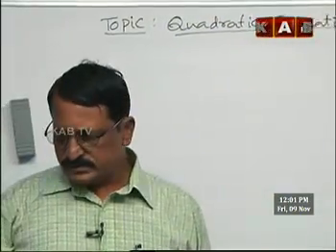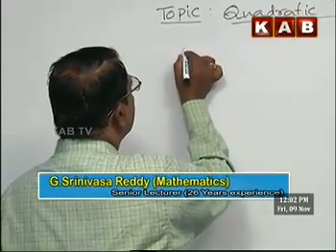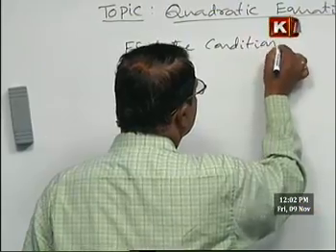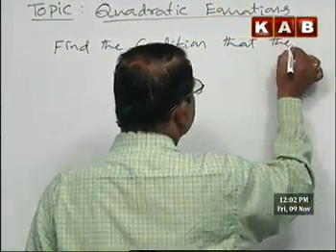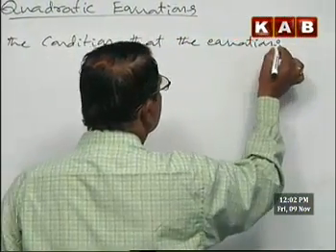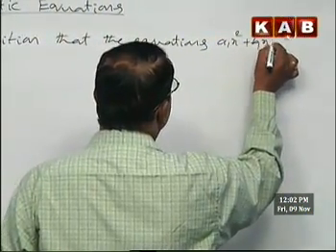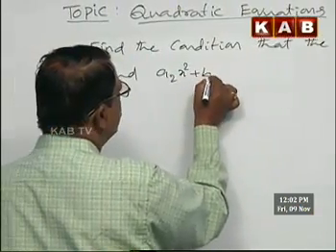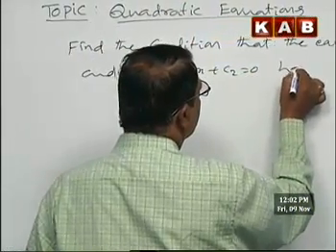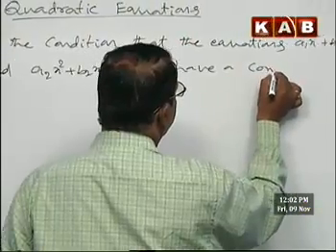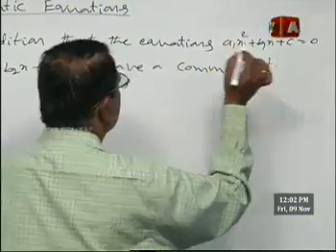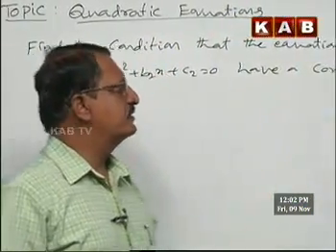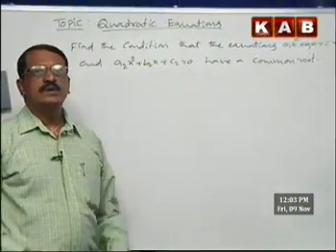Now, the topic is quadratic equations. Find the condition that the equations a1x square plus b1x plus c1 equals to 0 and a2x square plus b2x plus c2 equals to 0 have a common root. We require the condition that the two quadratic equations have a common root.